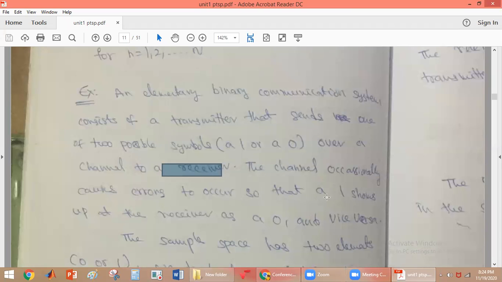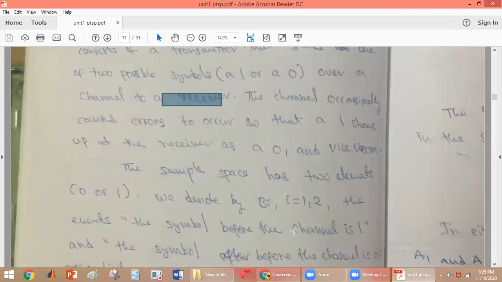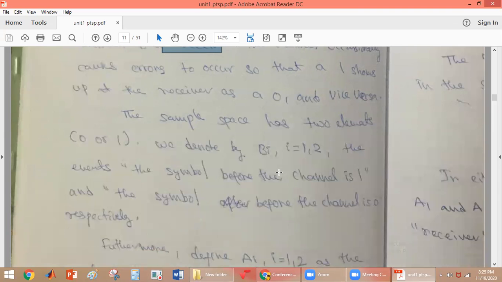The channel occasionally causes errors to occur, so that a 1 shows up at the receiver as a 0 and vice versa. So in this channel we will be getting errors. Occasionally, when you send 1, it will be shown as 0 at the receiver. When you send 0, it will be shown as 1 at the receiver. That type of errors we will be getting here.